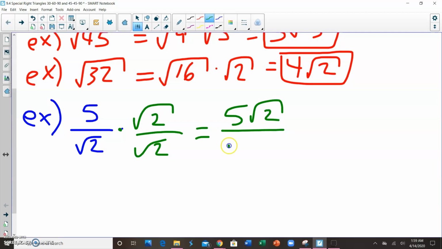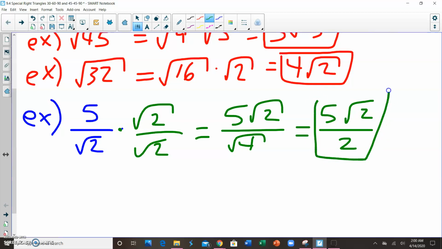On the bottom, we're going to have, all right, so we took 2 square root. So we have 5 divided by the square root of 4. So guess what the square root of 4 is? 2. So the bottom will always end up being a whole number. So we end up with 5 times the square root of 2 divided by 2. That is in radical form.